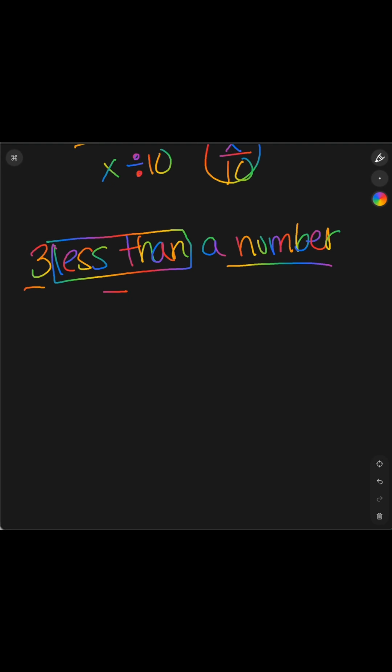Now, many people get this wrong because they write 3 minus x. But that is incorrect because it says 3 less than a number. If you thought to yourself, what is 3 less than 10? And you thought to yourself, well, 3 less than 10 is 7. You did 10 minus 3 in your head and not 3 minus 10. So when it says 3 less than a number, the number comes first and then minus 3.